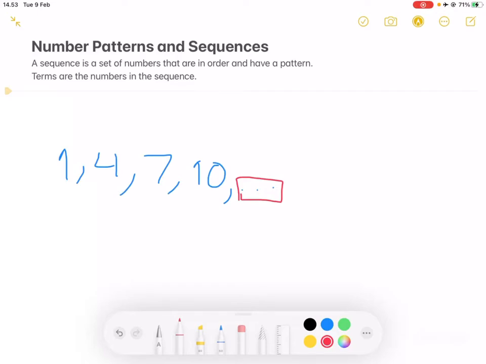So what's the pattern right here? Notice that you add 3 to get the next term. So you add 3 to get the next term, add 3 to get the next term, and so on.